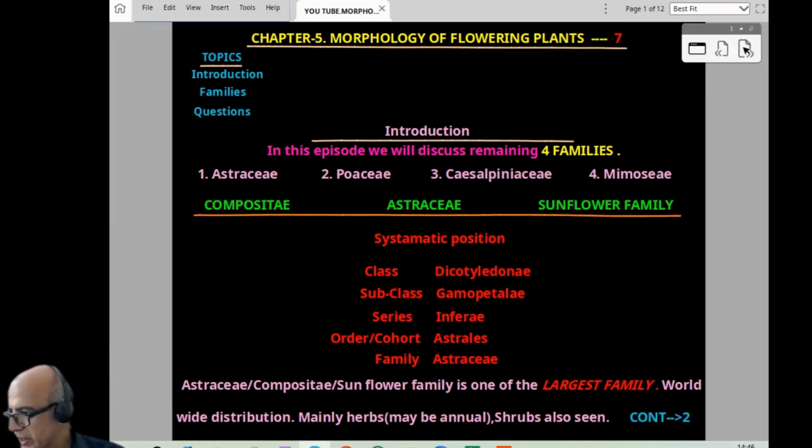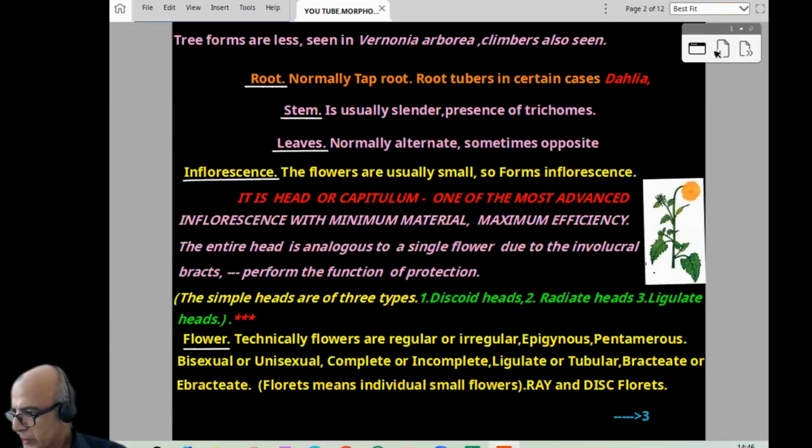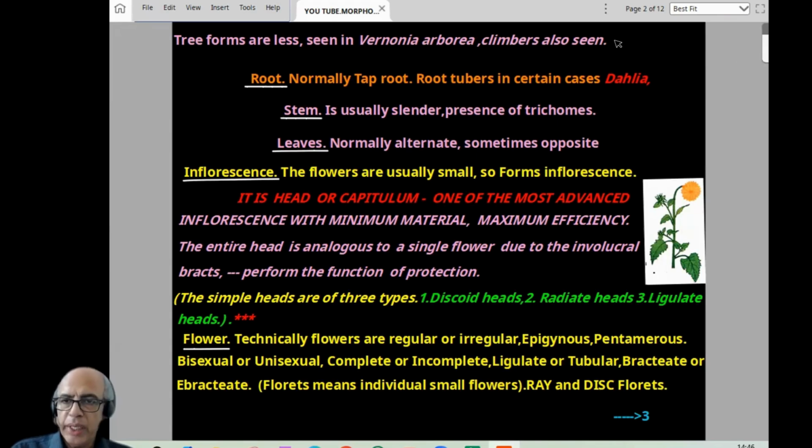I think the first page is clear to all of you. So a typical example for a tree form is Vernonia arborea, arbor meaning tree. Climbers also can be seen. Now coming to the root system. Normally it is a dicot family, so it is a taproot. But here we can also find root tubers in certain cases, as in the case of dahlia tubers, which contain inulin crystals, etc.